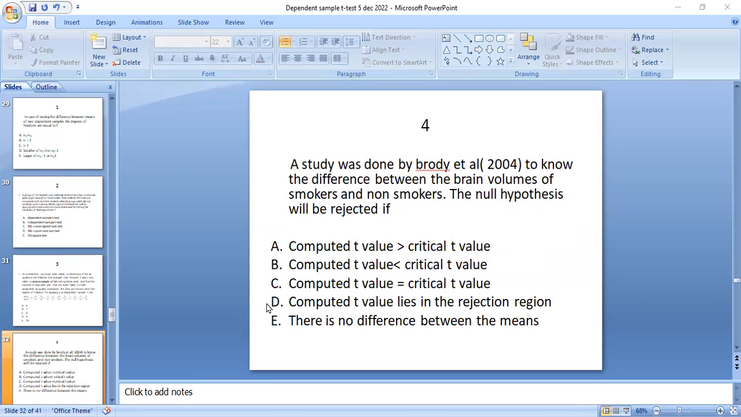Delta is the correct option. We will reject the null hypothesis if our computed t-value lies in the critical region.